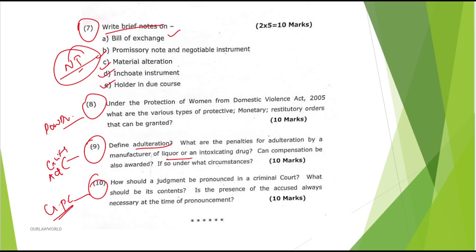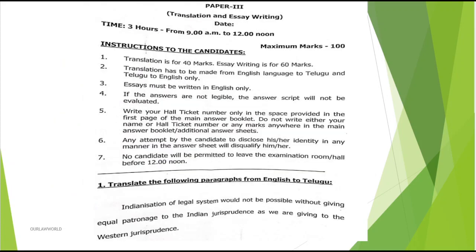Mostly in the civil paper you have a lot of questions from the Hindu Marriage Act, CPC and many more. In the criminal paper you have a lot of questions from NI, CrPC and IPC. So according to that, you have to plan your weightage.